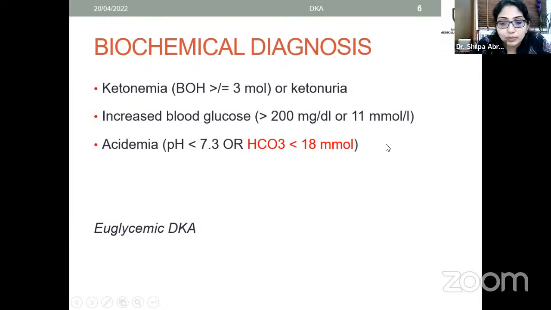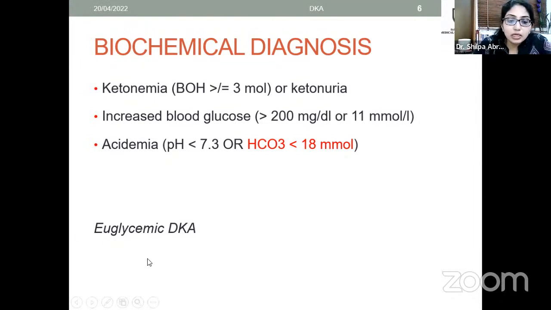So this is one change that has come now. Earlier it was bicarb less than 15. Now in the latest ISPAD guideline, the bicarb cutoff is changed to 18. Okay. So it is there in the diagnostic criteria, in the name itself, diabetic ketoacidosis. You should have increased blood sugar, you should have ketosis, and you should have some acidemia.